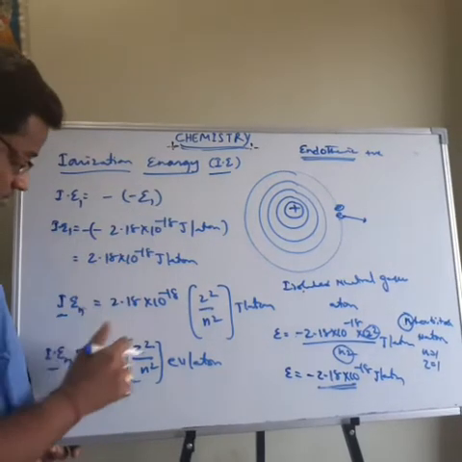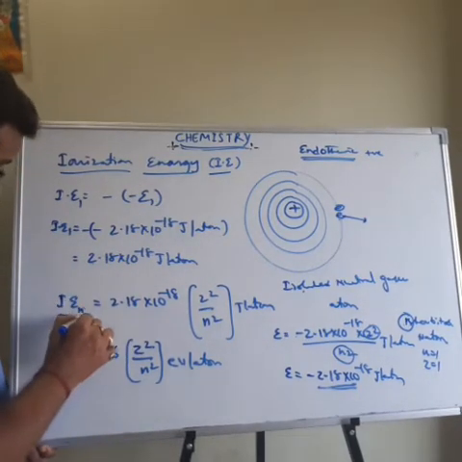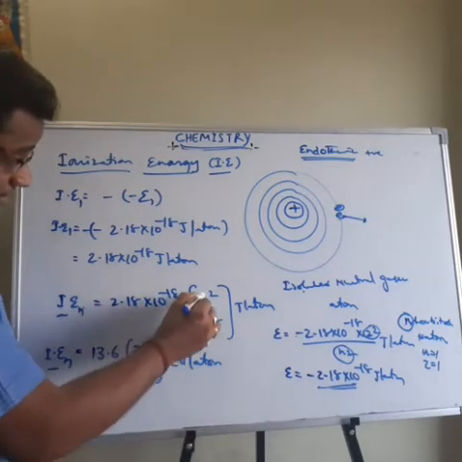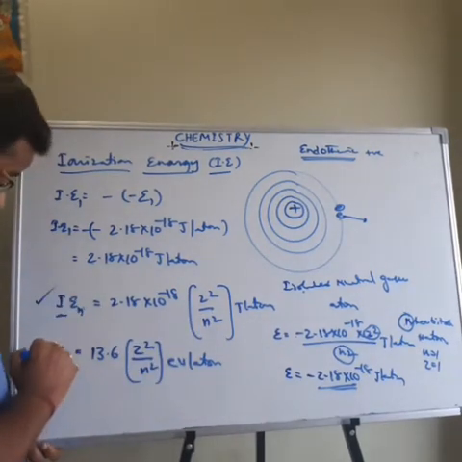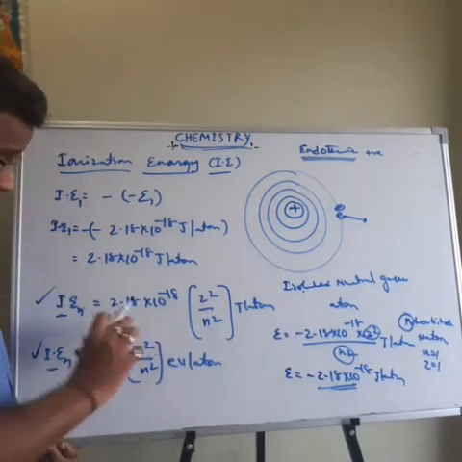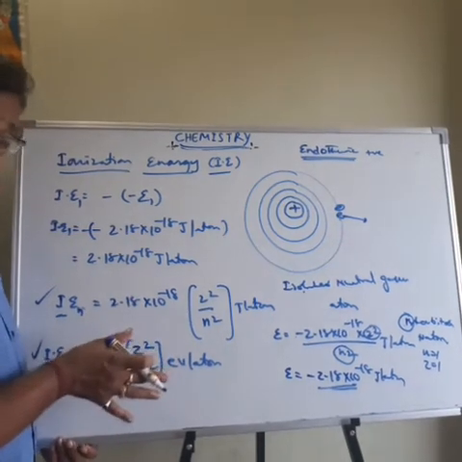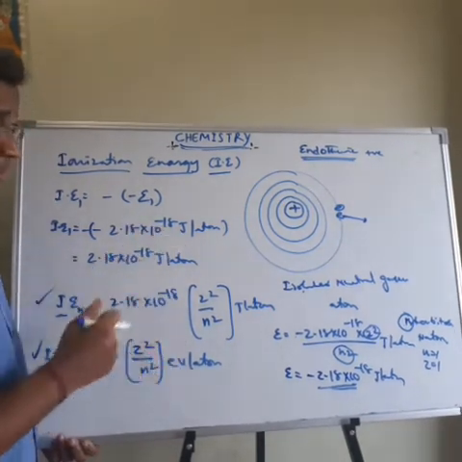Understood? So the general formula is IE_n equal to 2.18 × 10^-18 Z² by n². This is one formula. This is another formula. So you have to remember these formulas. Formulas are very important. Let us see some problems.